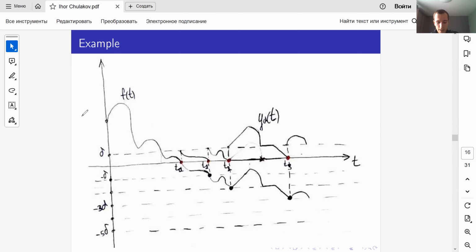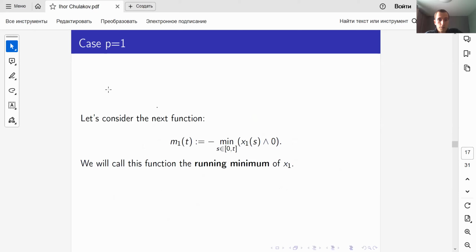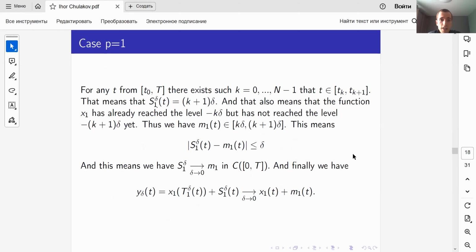There can be only finitely many points, and it's not difficult to notice that tk are the moments where y delta makes jumps. Let's consider the next function, m1. We denote by m1 the next function, and we will call this function the running minimum of x1. For any t from this interval, there exists such k that t belongs to this interval tk, tk plus 1. That means that S1 delta t equals k plus 1 delta.